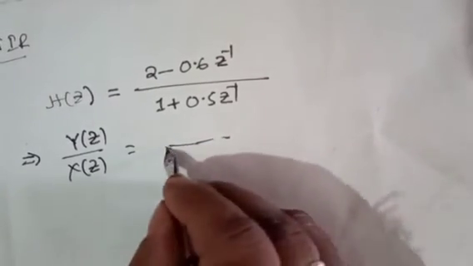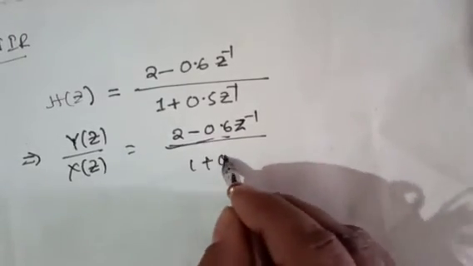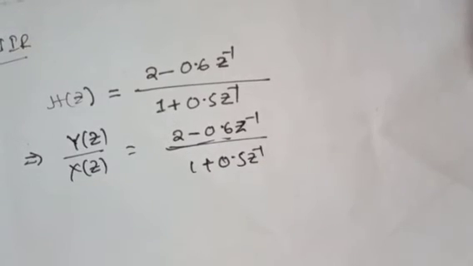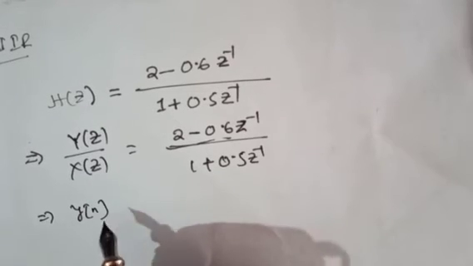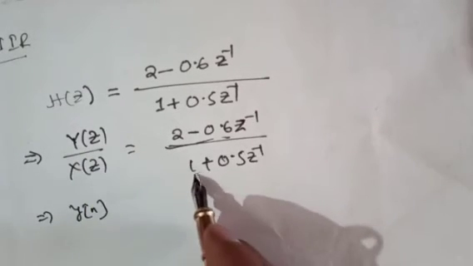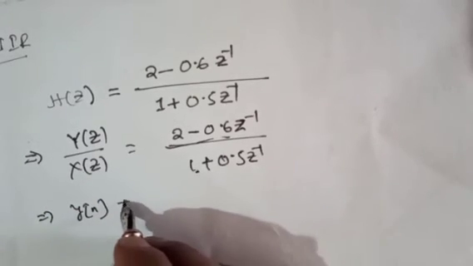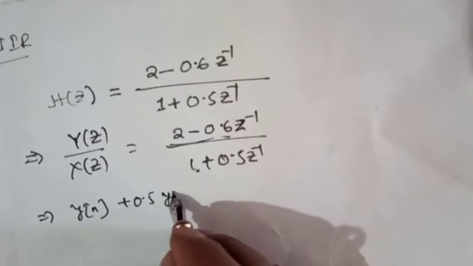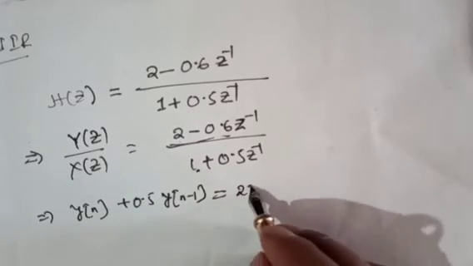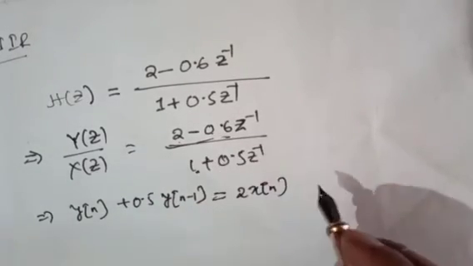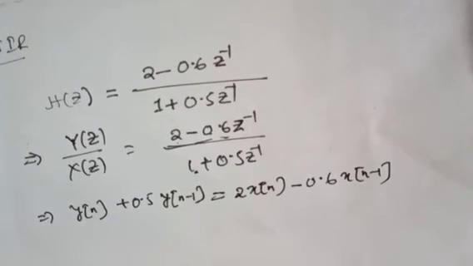Okay, now that is your (2 − 0.6 z⁻¹) divided by (1 + 0.5 z⁻¹). Now if we take the inverse Z transform, what will it be? Y(z) into 1, inverse is y(n). Y(z) into 0.5 z⁻¹, inverse is 0.5 y(n − 1). Similarly, 2 into X(z) is twice x(n), then minus 0.6 x(n − 1). So this is your given difference equation.